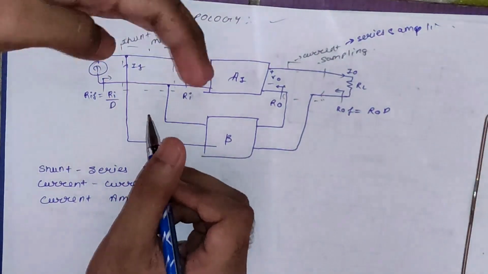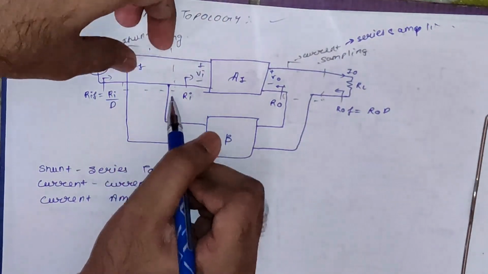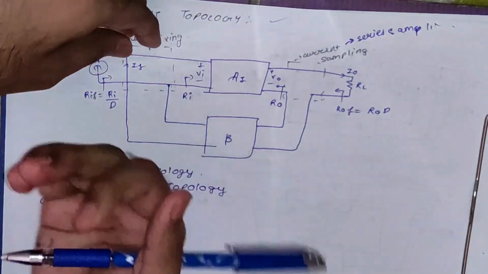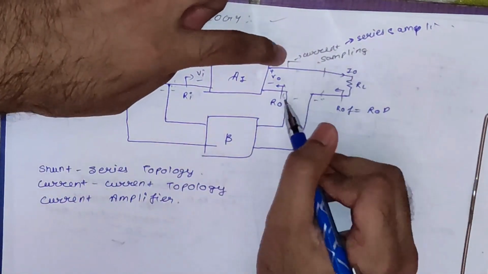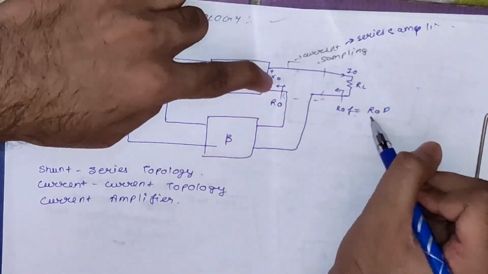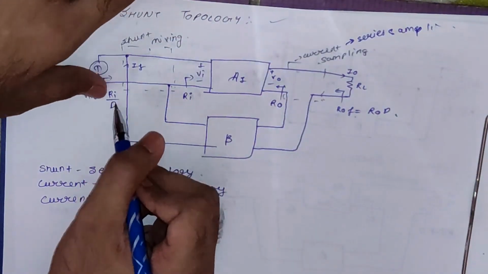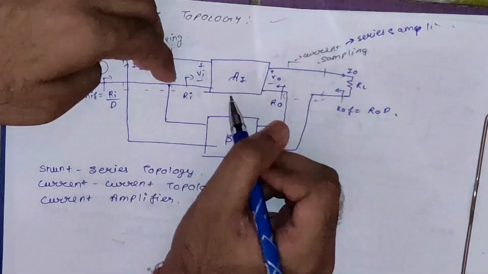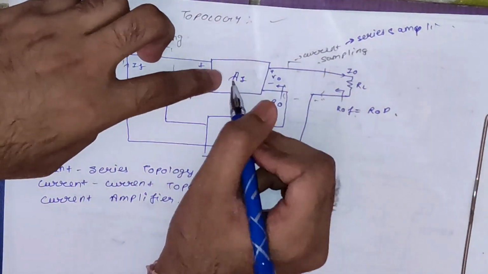Now let's see the effect on resistance. You can see here we have a shunt connection, so input resistance is going to decrease. Here we have a series connection, so output resistance is going to increase. So that's what ROF equals ROD, RIF equals RI by D. Okay, and the open loop gain can be written as AI.